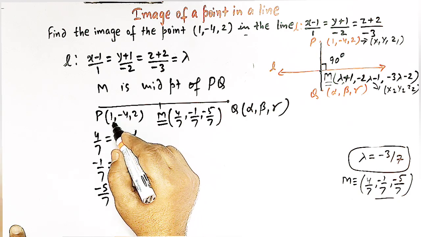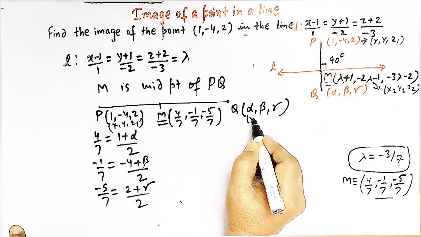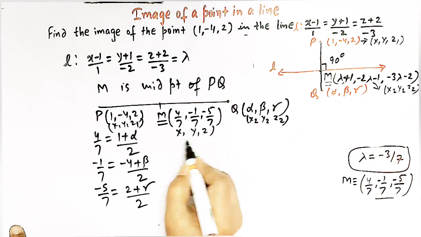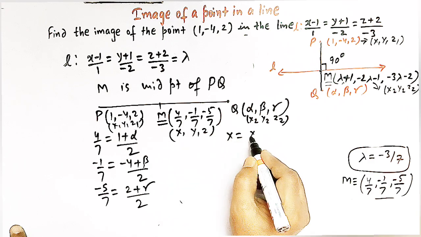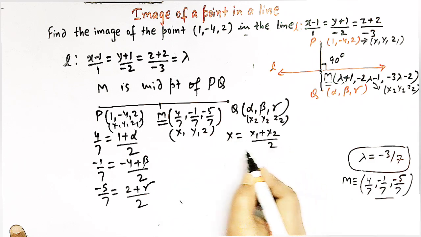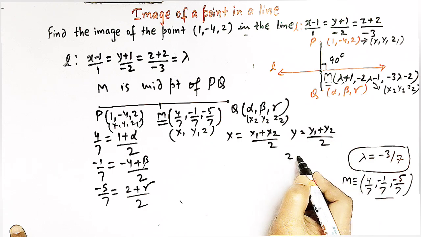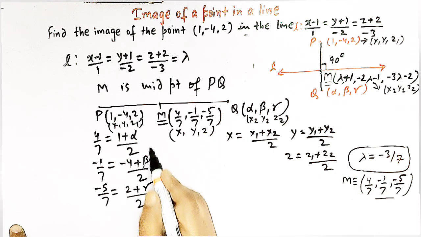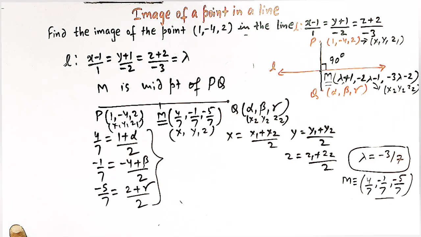So now if we take this coordinate as x1 y1 z1, and this coordinate as x2 y2 z2, and this coordinate as x y z, then according to the midpoint formula, x is given by (x1 plus x2) over 2, y is (y1 plus y2) over 2, and z is (z1 plus z2) over 2. So now from these three equations, we can easily find out the values of alpha, beta and gamma.